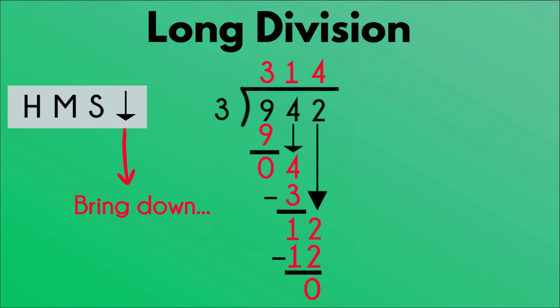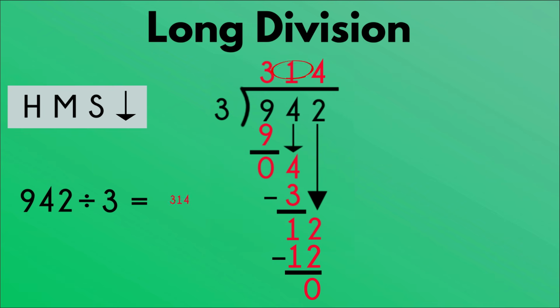The next step is bring down, but there are no more digits to bring down. This means we've finished. The 0 here tells us that there are no remainders. We have worked out that 942 divided by 3 equals 314.